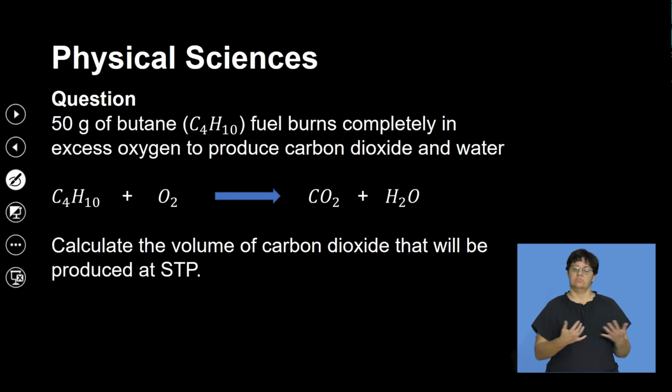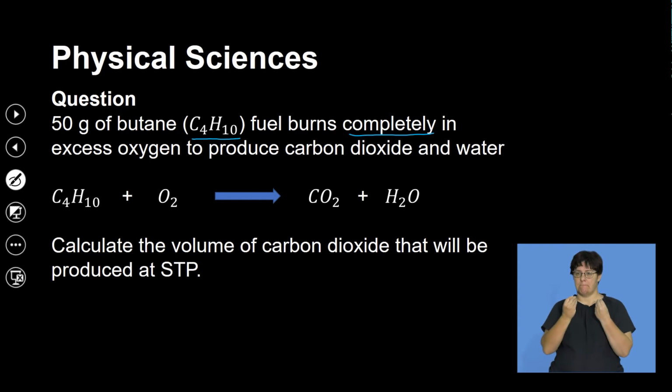Now let's look at more questions as far as stoichiometry revision is concerned. This question says 50 grams of butane. Butane is a hydrocarbon. It consists of carbon and hydrogen. It is used as a fuel, and it burns completely in excess oxygen to produce carbon dioxide and water.